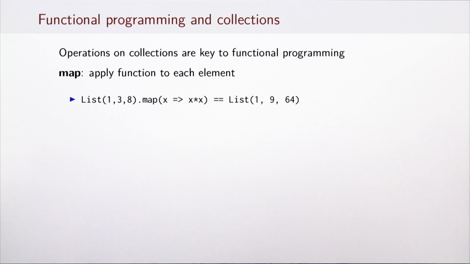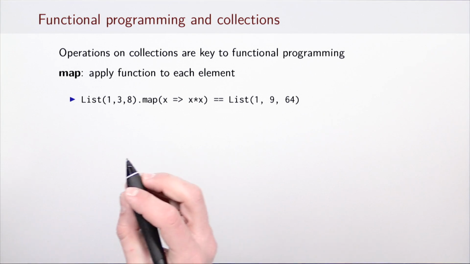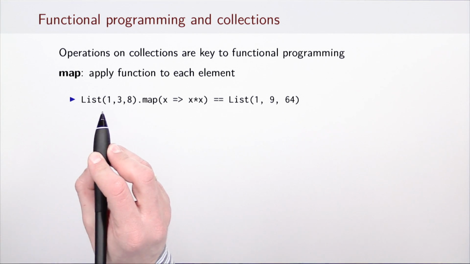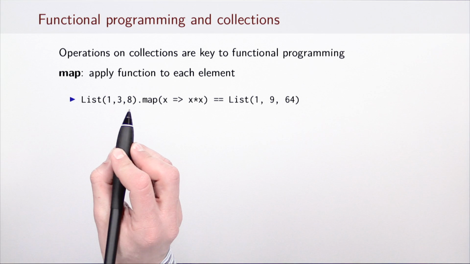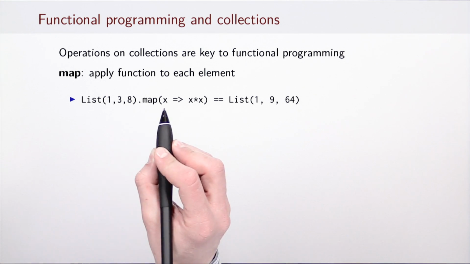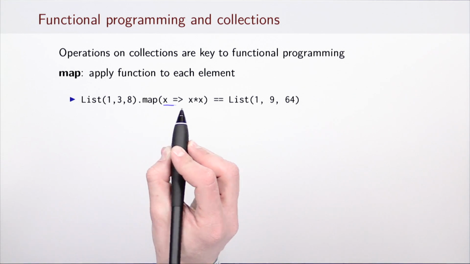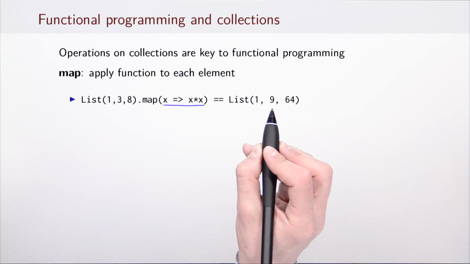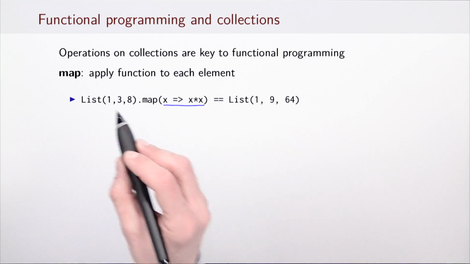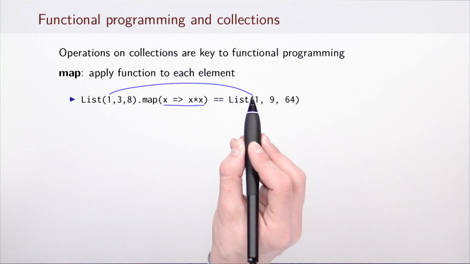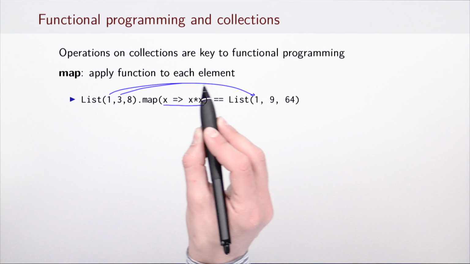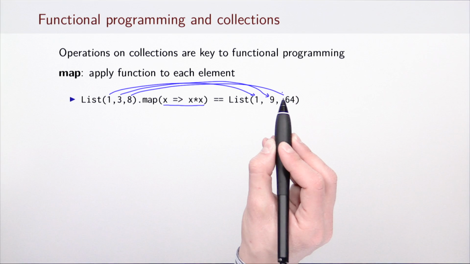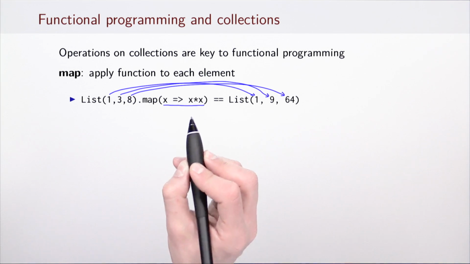A map operation applies a given function to each element of the collection. Let's look, for example, at the list containing elements 1, 3, and 8. If we map this list using the squaring function that maps x to x squared, we obtain the list containing 1, 9, and 64. Each element corresponds to the appropriate element of the original list and is obtained by applying our function.